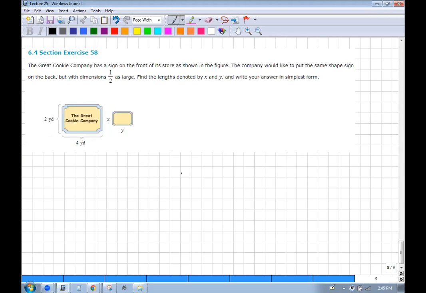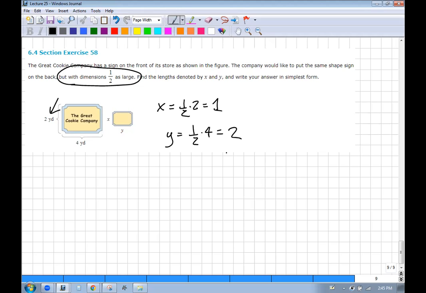A Great Cookie Company has a sign on the front of its store as shown in the figure. The company would like to put the same shape sign on the back, but with dimensions half as large. Find the lengths x and y. So half as large. x has to be half of 2, which would be 1, and y needs to be half of 4, which is 2, right?